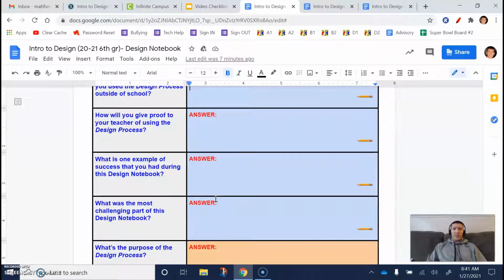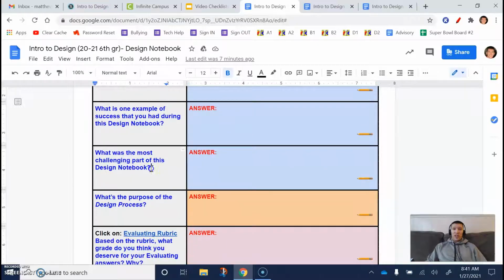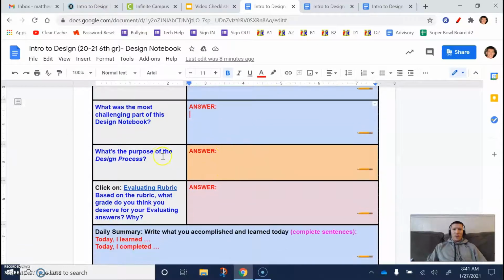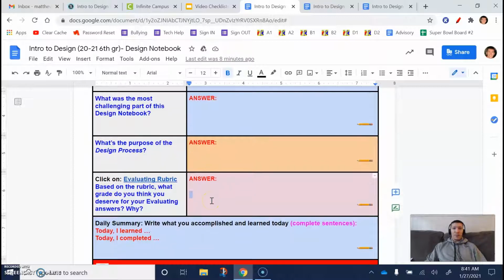What is one example of success that you had during this design notebook? What was the most challenging part of the design notebook? What's the purpose of using the design process? And notice that's an orange background, so that's a should do question, which is a little bit higher level thinking. And then the last one is pink, which is aspire to do.